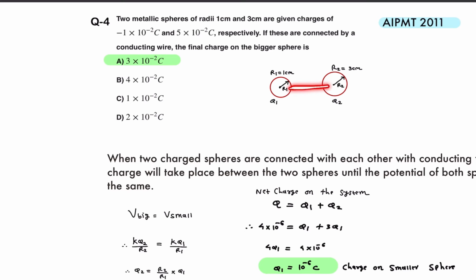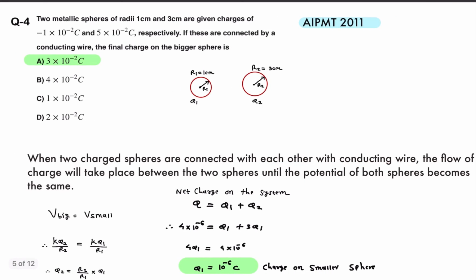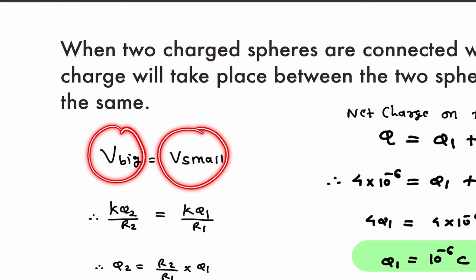Now these two are connected by a conducting wire. When the two charged spheres are connected with each other by a metallic wire, the flow of charge will take place between the two spheres until the potential of both spheres becomes equal. The charge is transferred from higher potential to lower potential until the potential of both spheres becomes the same. So the potential of the big sphere is equal to the potential of the small sphere when there is no charge moving from higher potential to lower potential. That means both have equal potential.